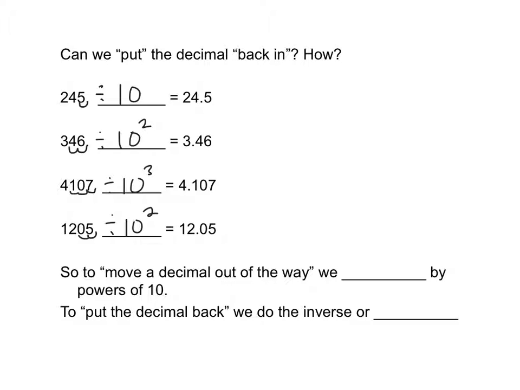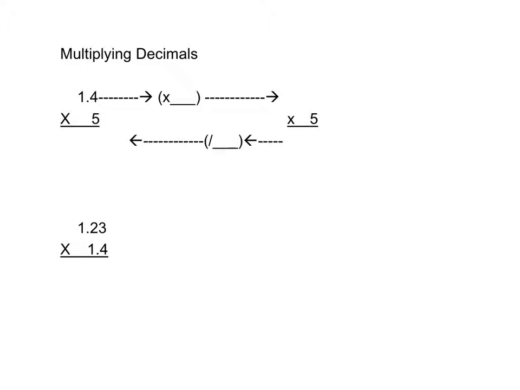So to move decimals out of the way, we can multiply by powers of 10 like we did on the previous slide. And when we're putting it back in, we're going to do the inverse, or actually divide. So why is that important to understand? Well, when we start looking at multiplying decimals, that's actually what we're going to do. We're going to use our powers of 10 to create numbers that we are much more comfortable using. So for most of us, that means creating whole numbers.